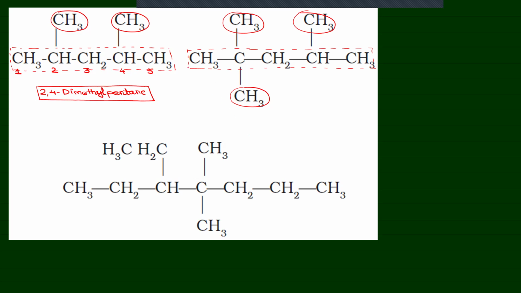Left or right? Right? Yes, because from the left hand side, you will get the positions 2, 2, 4. But from the right, if you had numbered, 2, 4, 4. So lowest number is 2, 2, 4, and so the numbering would be finalized from the left hand side. Now completing the name: 2, 2, 4-trimethyl, and the parent of 5 would be called pentane.